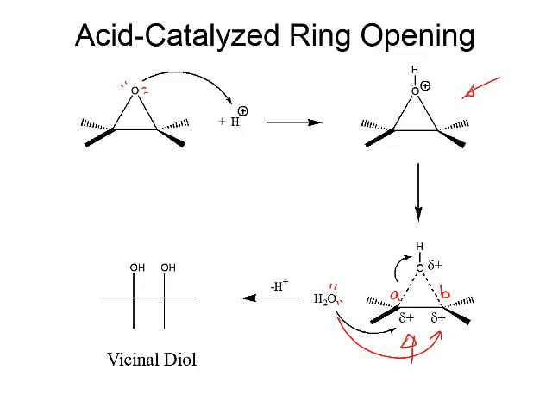So, the question is, where does the water add? Carbon A, carbon B, or I heard 50-50? So what do we think? Either way, it's going to add trans. But which one is it going to add to? How many people say it'll add to carbon A only? Carbon B only? 50-50? Okay, great. 50-50.